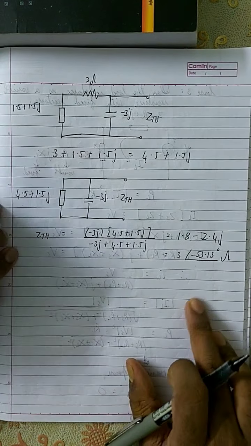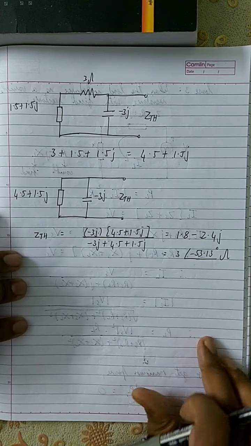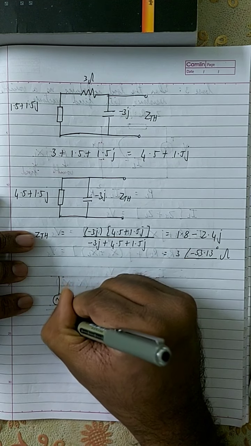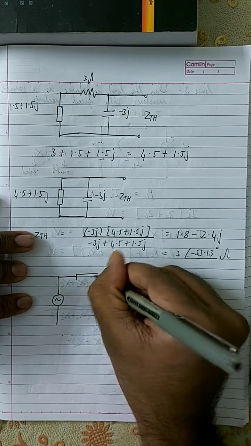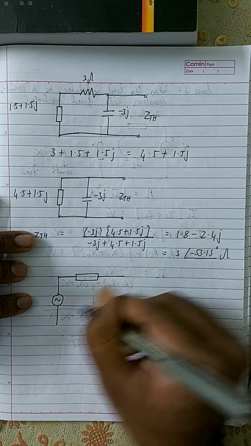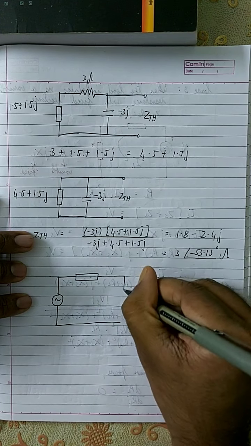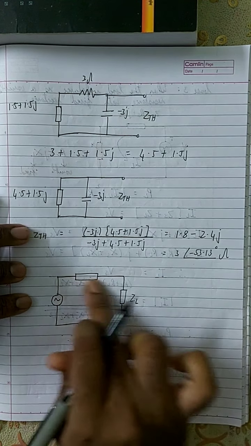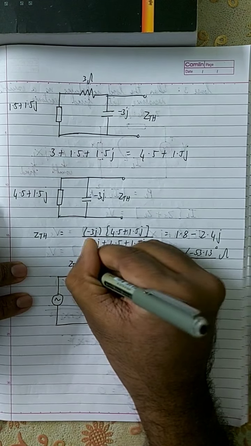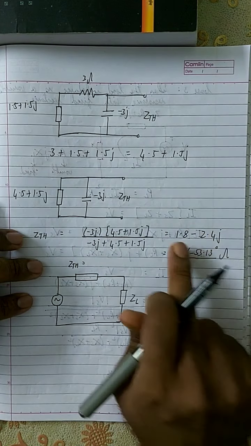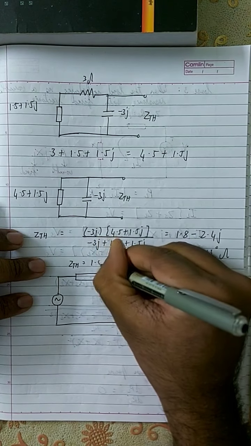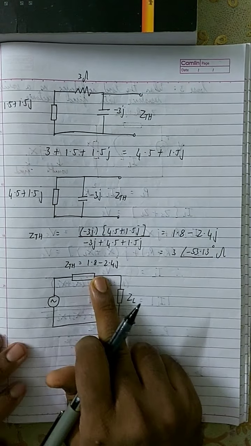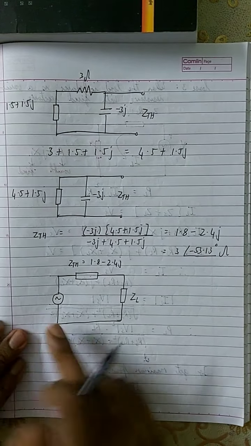Now I'm going to apply the Thevenin's equivalent. From the circuit we have found the Thevenin's equivalent: this is the voltage source, this is the impedance, and we have the load impedance, the value which we are trying to find. So we are trying to find the value of ZL. ZTH, in rectangular form, is 1.8 minus 2.4j.